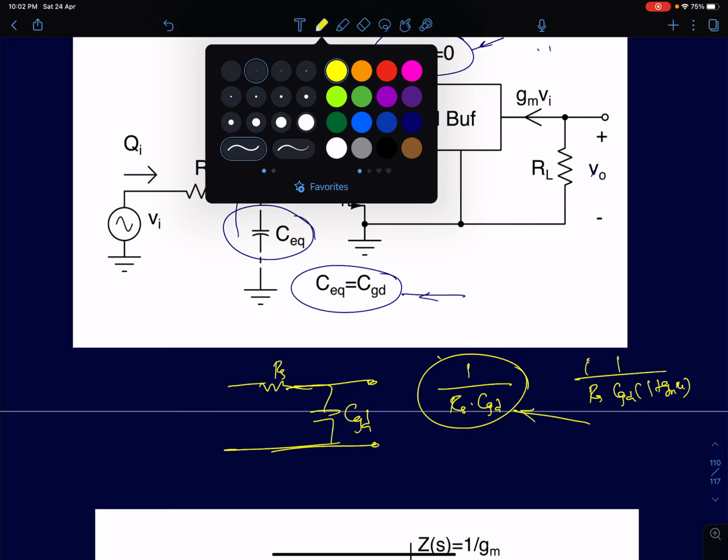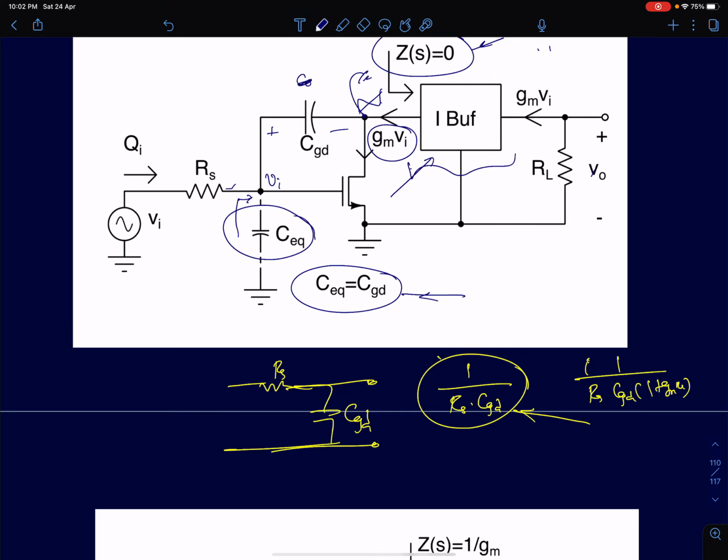Now the next question is, it looks simple here to show that, okay, we assume that there is a block we have introduced which can offer a very low input impedance and deliver the same current at the output. So it's a current buffer.